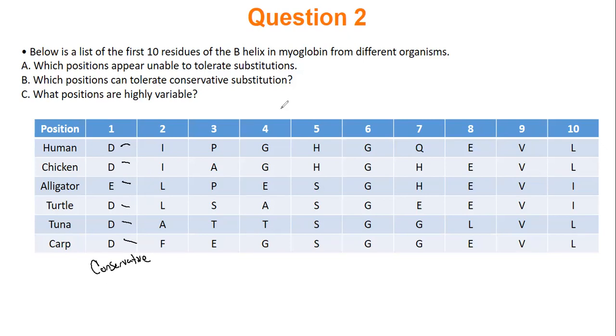So last poll for today, last poll for the week, is for each position, tell me if it's unable to tolerate mutations, if it can tolerate conservative mutations, or if it can tolerate highly variable mutations or substitutions. So try to get that down. If you have questions, let me know.